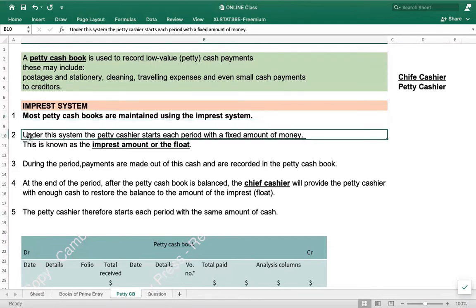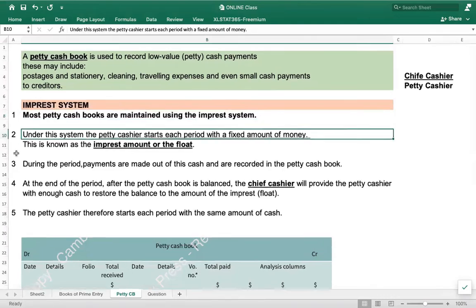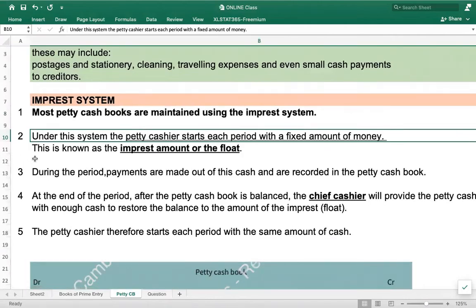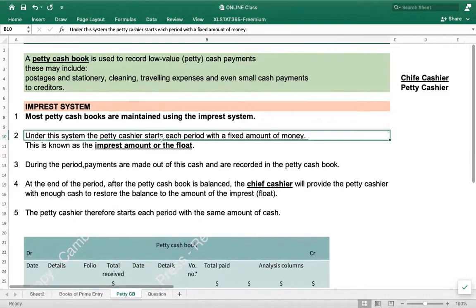Now read out the second point. Under the system, the petty cashier starts each period with a fixed amount of money. This is known as the imprest amount or the float. Now see here, each period. First, we need to understand each period. The period can be a week, a fortnight, or a month. Usually we take a monthly basis.